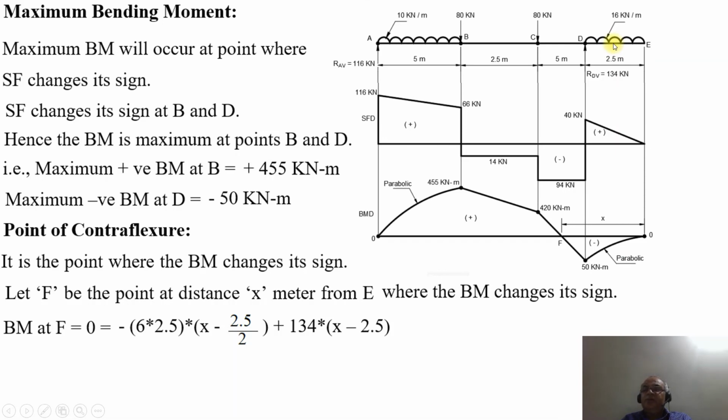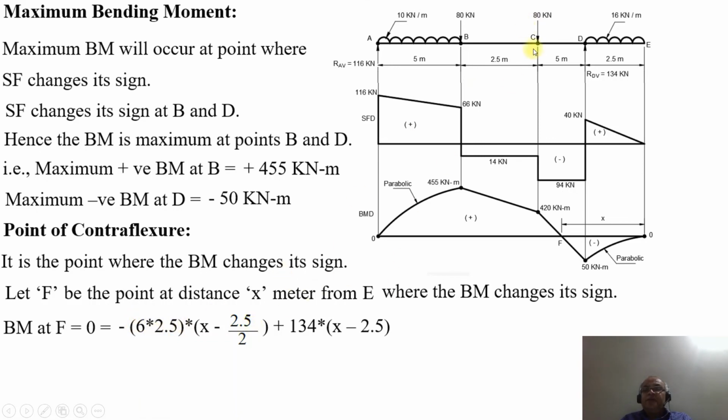So it is W into x by 2, that is 16 into 2.5 into 2.5 by 2, which is at this point. The total distance is x, and x minus 2.5 by 2 will give you this distance. Considering the section at this point, this distance will be x minus 2.5 by 2. Since it is the UDL, we have 16 kilonewton per meter. So minus 16 into 2.5. It should be minus 16 into 2.5, instead of 6.